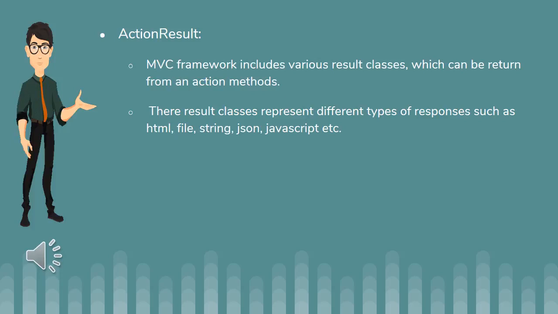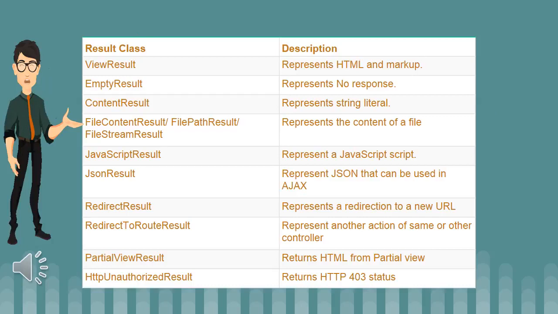The result classes represent different types of responses such as HTML, file, string, JSON, JavaScript, etc. The following table lists all the result classes available in ASP.NET MVC. Result class, description. ViewResult represents HTML and markup. EmptyResult represents no response. ContentResult represents a string literal. FileContentResult, FilePathResult, FileStreamResult represent the content of a file.